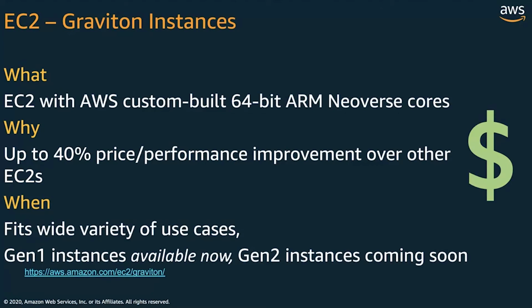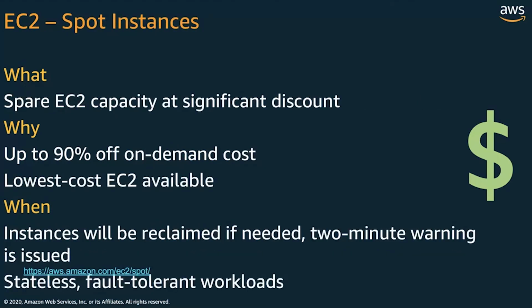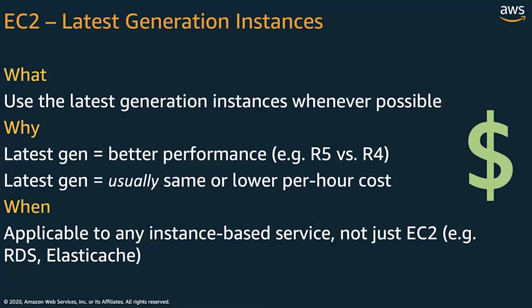We now have both Generation 1 and Generation 2 Graviton instances. So these are ARM-based instances. If your workload will run on ARM and doesn't necessarily require x86 from a processor architecture perspective, make use of the Graviton instances. They're a very cost-effective way of doing things. Spot instances I've already covered. Use the latest generation as well.